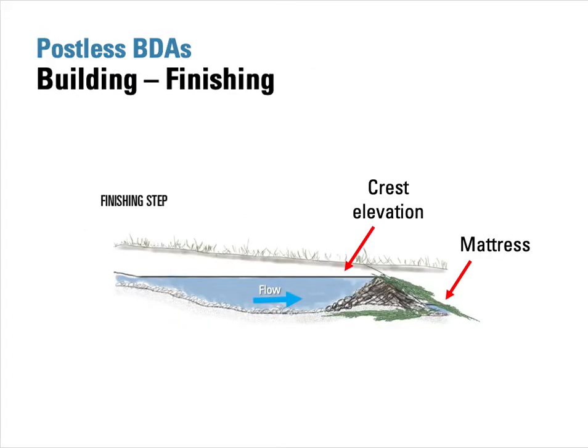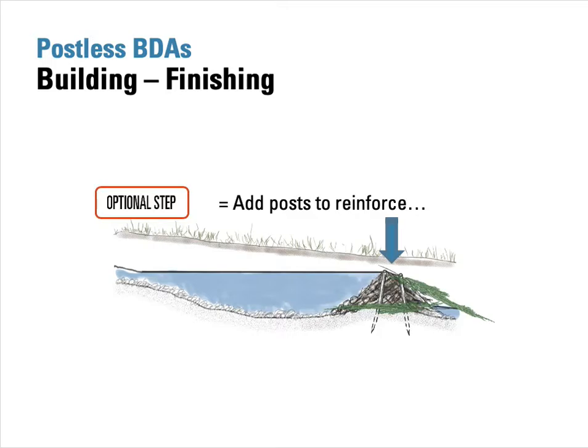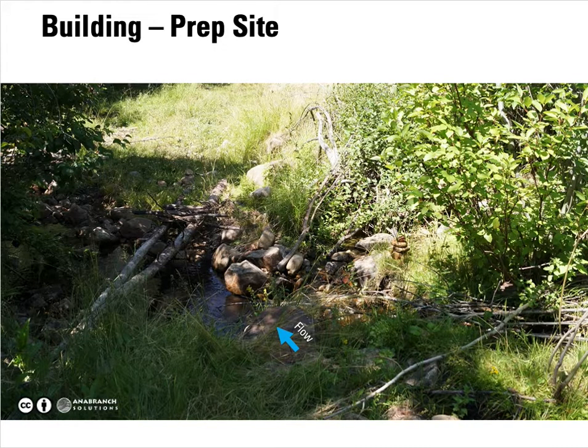As you're going, you can integrate the mattress, which is the branches coming out the back of the structure, to dissipate energy as water is flowing over, and continue on until you get to your desired crest elevation. And with a postless BDA, your last option is you can drive posts in afterwards, and this is a method we use quite often to provide stability and finish off your structure. I'm just going to walk through some time lapse of this process.